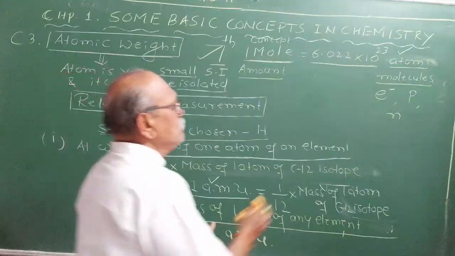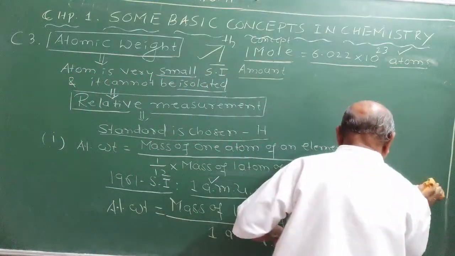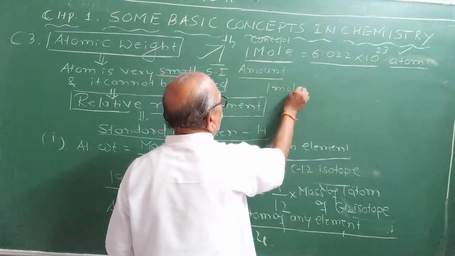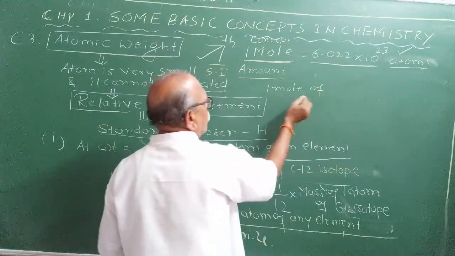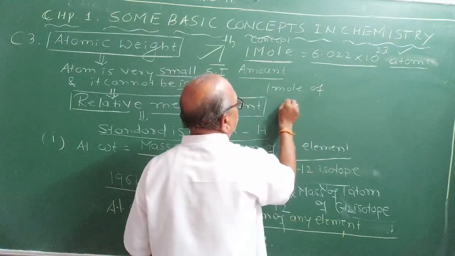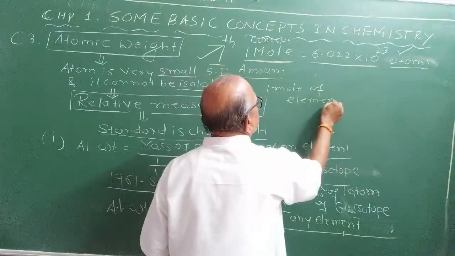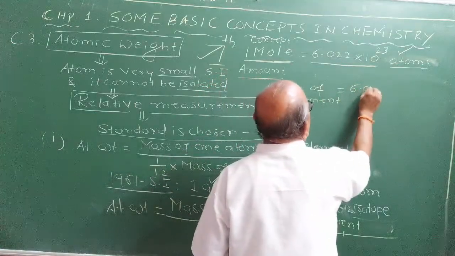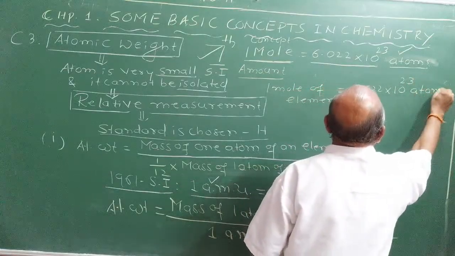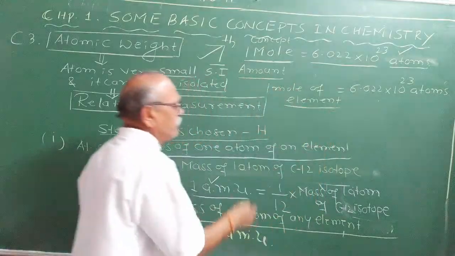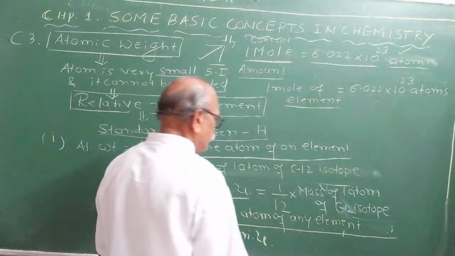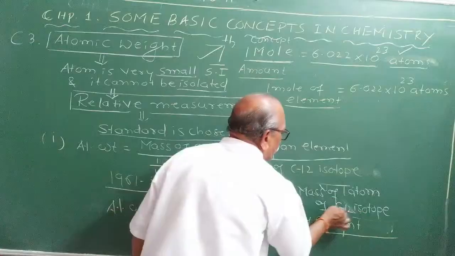Okay. Now, if you take 1 mole of carbon-12 isotope, 1 mole of an element, it consists of how many? 6.022 into 10 raised to 23 atoms. Because an element consists of what? Atoms. If you take a compound, it consists of what? Molecules.